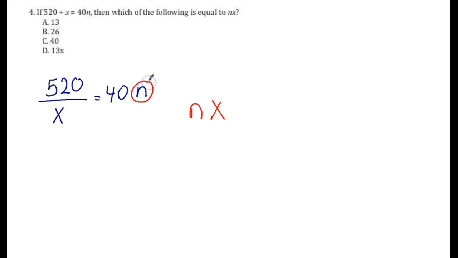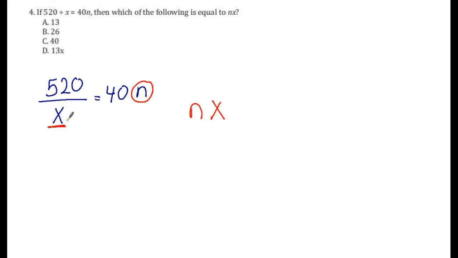Okay, question number 4. If 520 divided by x equals 40n, then which of the following is equal to n times x, nx? All right, so when I see division in an equation to play with, we have to put it in fraction form to visualize easier ways to simplify. So we have 520 divided by x equals 40n. Now, we need to end up with n times x. So I can see that I have an n here, and here's x as a division.